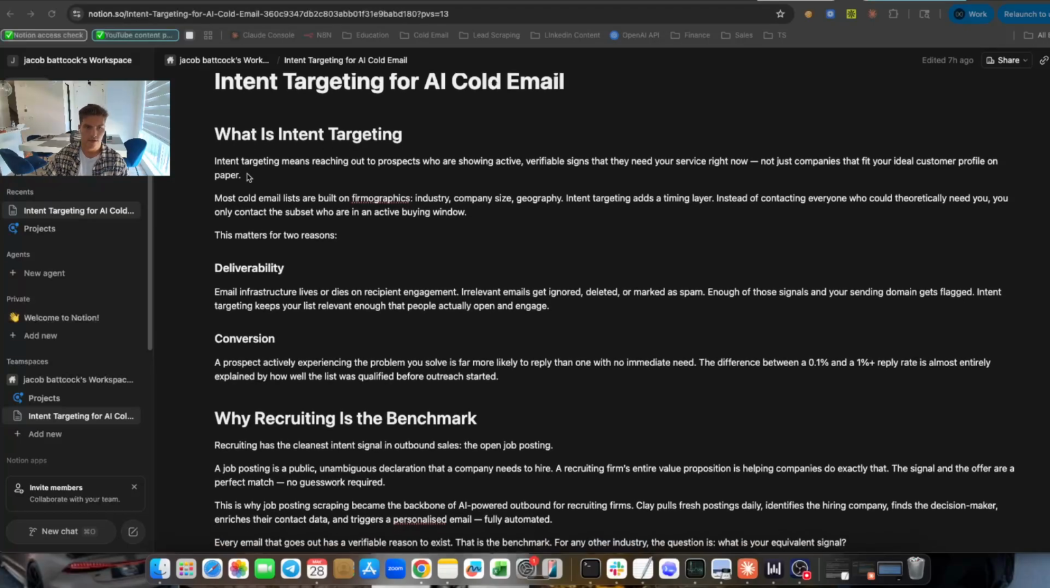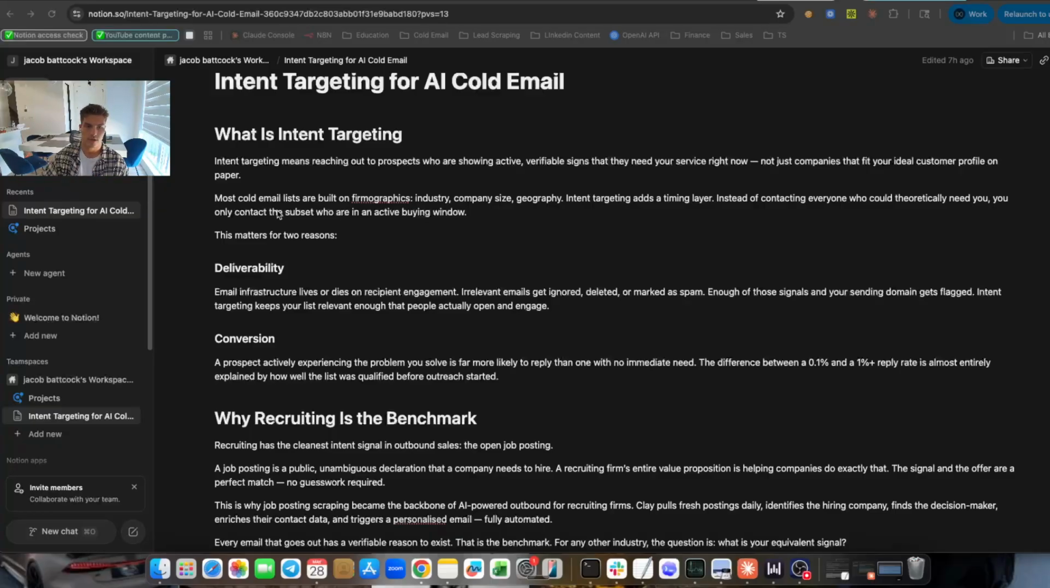So intent targeting means reaching out to prospects who are showing active, very verifiable signs that they need your services right now. This isn't just companies that fit your ICP definition. It's companies that are actively experiencing the problem that you solve, and they're showing it. There's evidence that they are experiencing it.